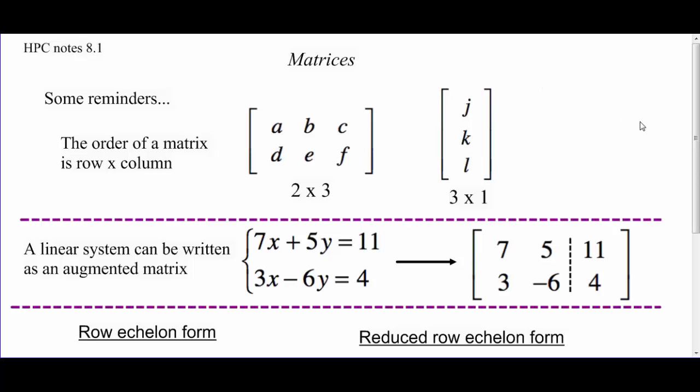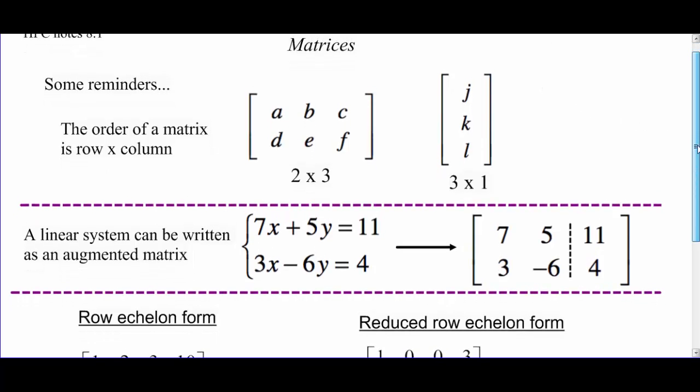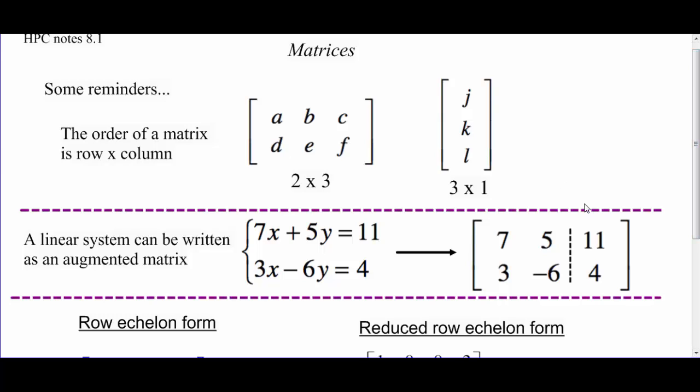Let's start with some, it says reminders. For some of you that's true, for some of you this will be the first time. The first thing we want to talk about is the order of a matrix. You can see this first matrix here. This we call a 2 by 3. That's because it has 2 rows and 3 columns.